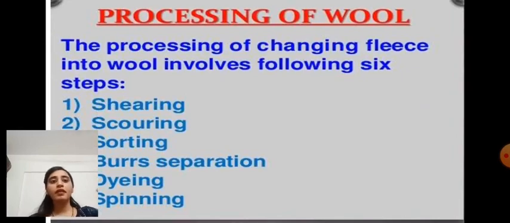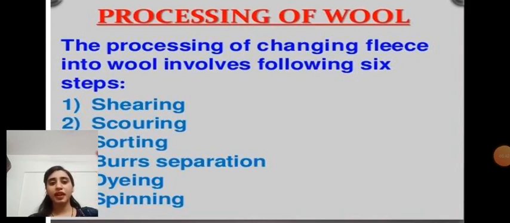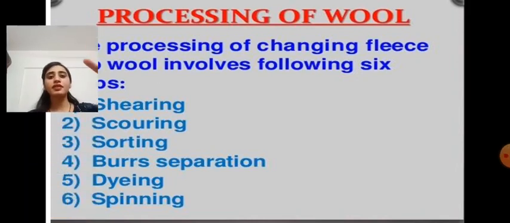Now, how is wool processed, how can we change the fleece into wool? It involves six steps. The first is shearing, second is scouring, third is sorting, next is burr separation, or you can say combing, next is dyeing, and then spinning.